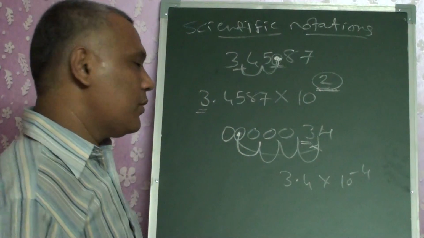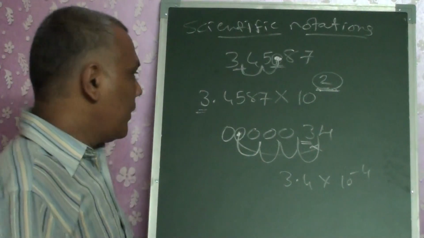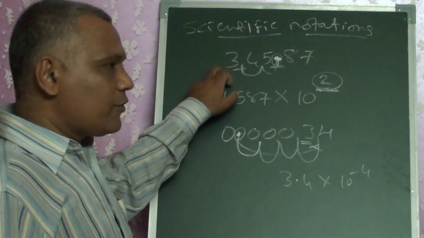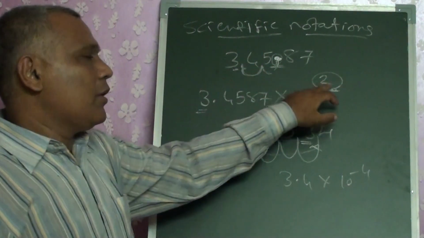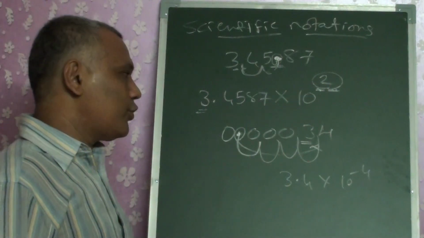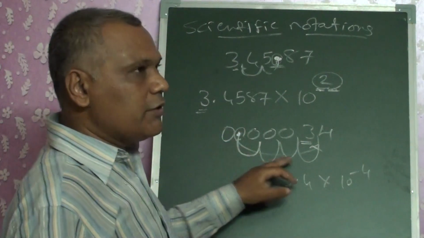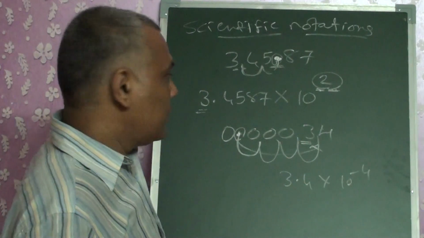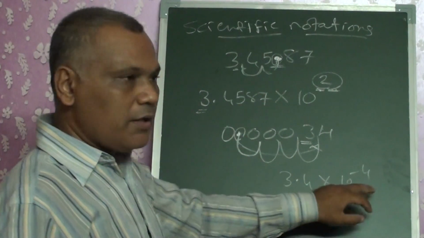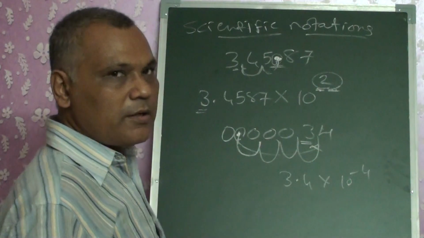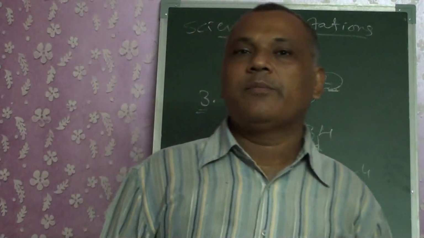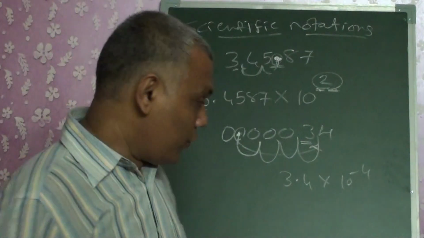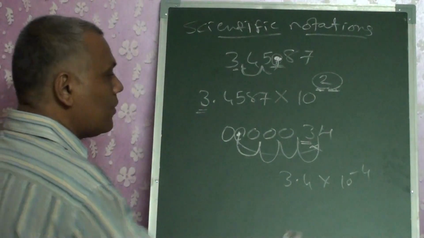These are the simple factors to remember. Move your decimal to the left side, your exponent will be positive. Whatever number of digits you move, that will be its exponent. Left hand side, positive; right hand side, negative. At the same time, it is compulsory, again I am saying, the decimal should be placed after the first non-zero digit.